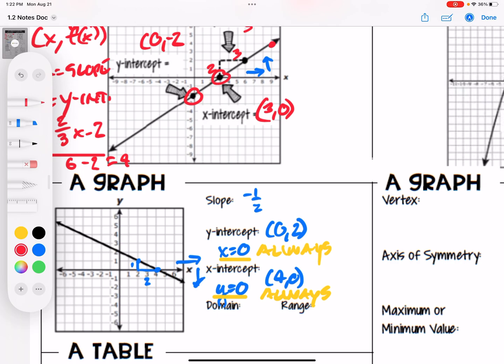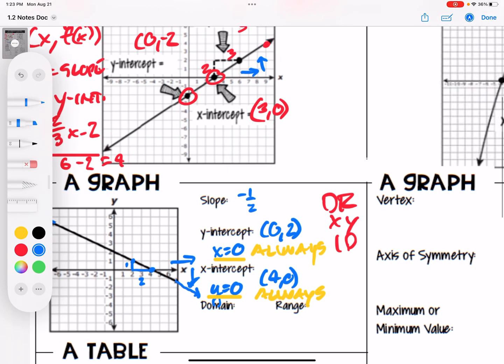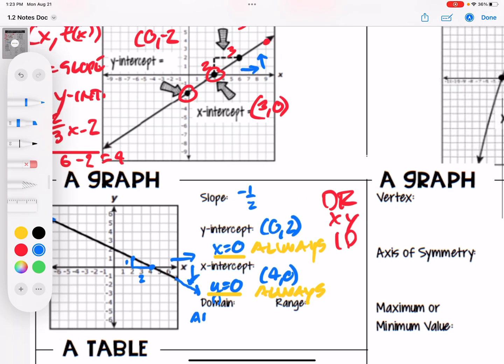Domain and range, we have a mnemonic, DRXYID, where we say Dr. Exy is very sexy when she wears her ID. That means domain is the x values, range is the y values, x is independent, y is dependent. So the domain are all the x values that work for the equation. Because this goes on and on forever in both directions, I know that my domain is all real numbers.